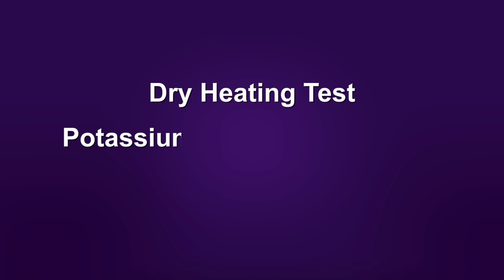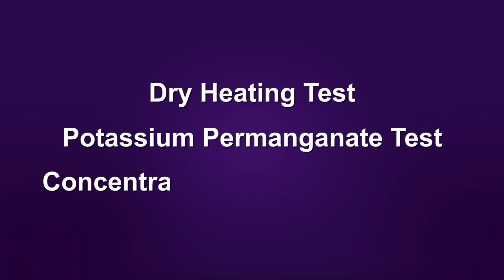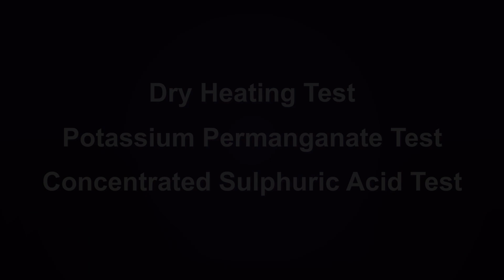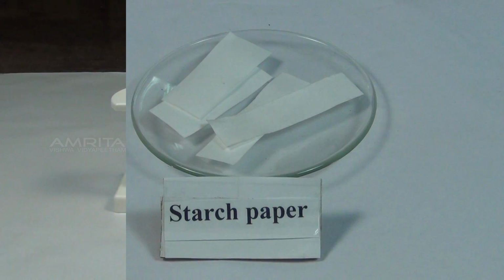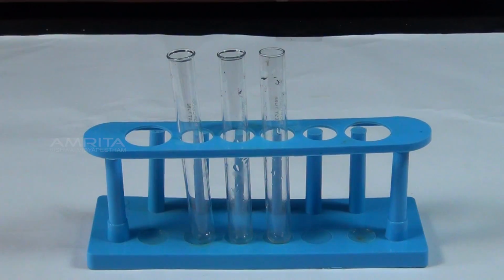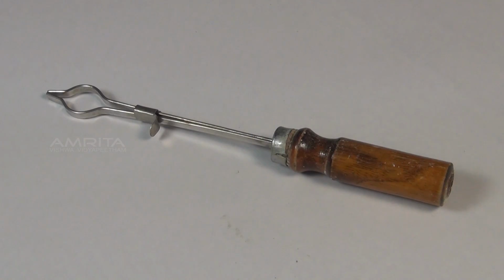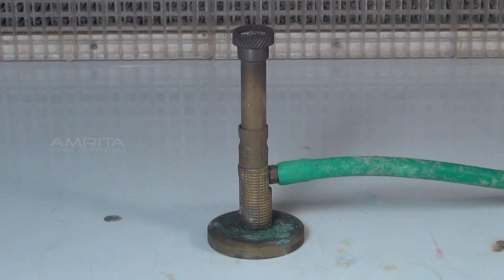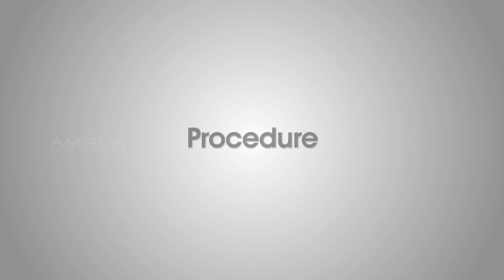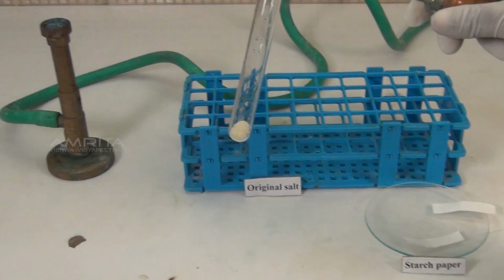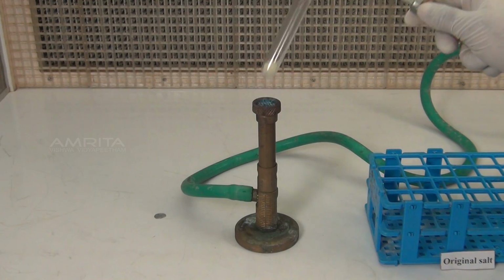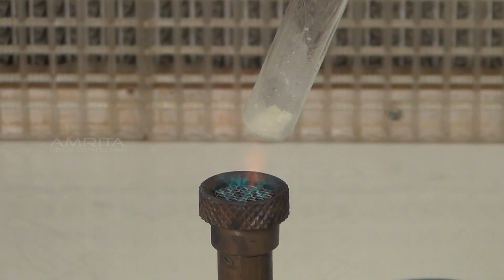The preliminary tests are dry heating test, potassium permanganate test, concentrated sulfuric acid test. Dry heating test. Materials required: original salt, starch paper, test tube holder, and Bunsen burner. Procedure: take a small quantity of the salt in a test tube and heat it over the Bunsen burner.